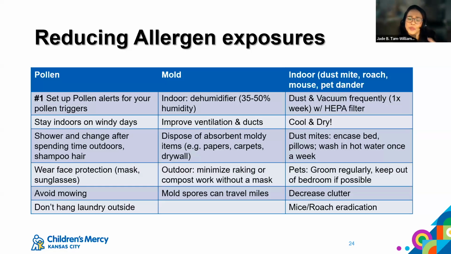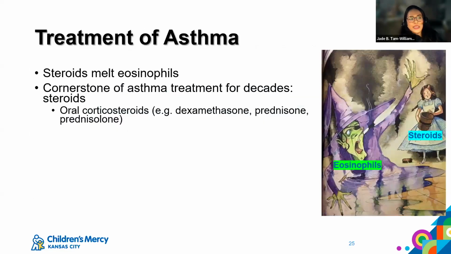For pets, groom regularly, and then decrease clutter. And obviously, if you have a mice or roach allergen, just get rid of the mice or roaches. There's really no easy way around that other than pest eradication. For treatment, I always remind my students and my trainees: eosinophils melt in the presence of steroids. Melt. It could be within 12 hours they're gone. If you put them on a plate, they're dead.